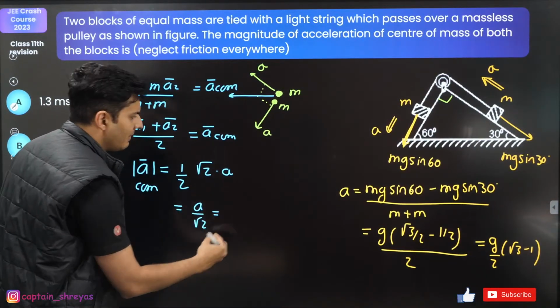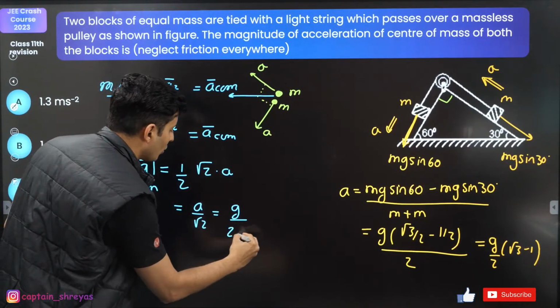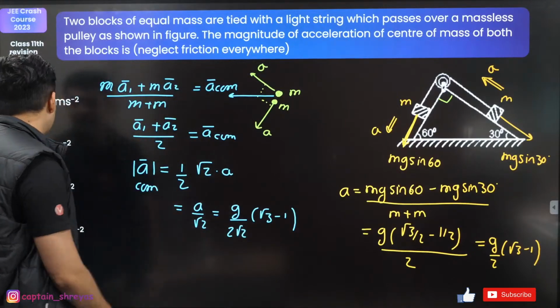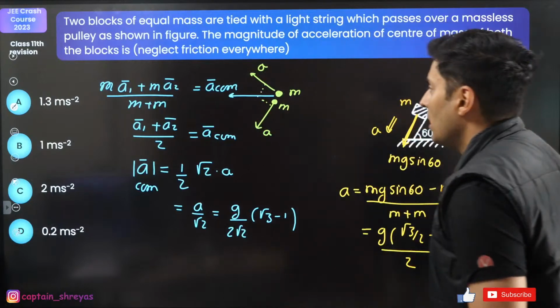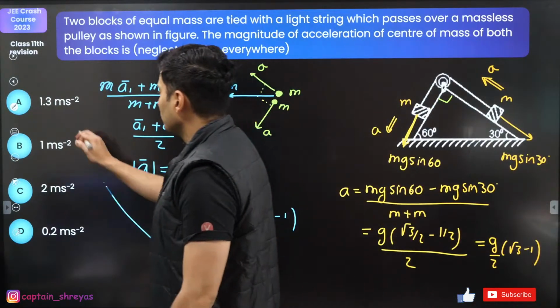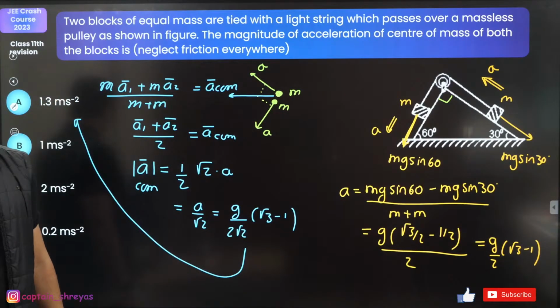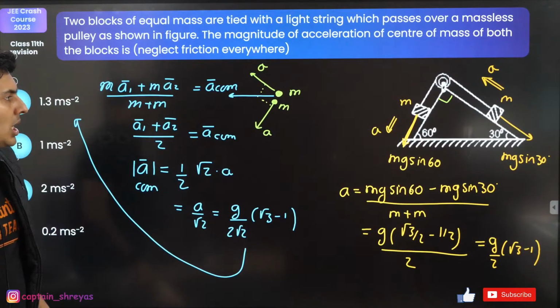So just substitute the value of A, which is g by 2 into root 3 minus 1, and then you have root 2. Now substitute everything and you will get the answer. I think you should get the answer as 1.3. Okay, just substitute, that part you do on your own. Is that okay, boys and girls? Everyone? Done. Shall we move ahead?